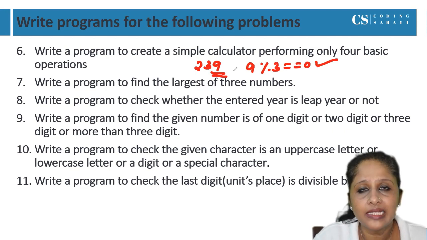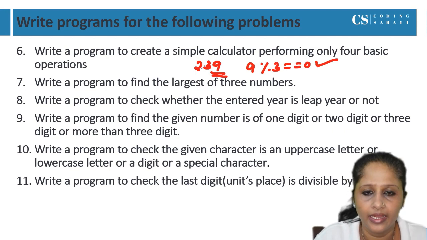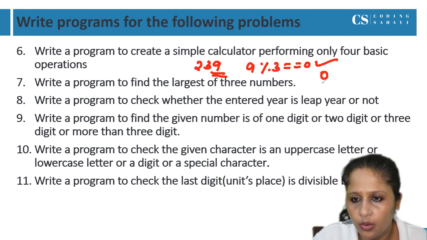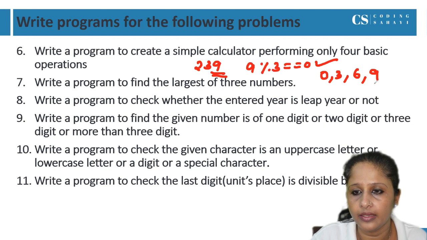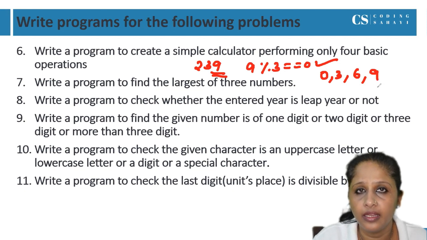Which are the numbers completely divisible by 3? That is, it is 0, then we have 3, then 6, 9. So these are the numbers. If it comes on the unit place, then we can say it is completely divisible by 3.